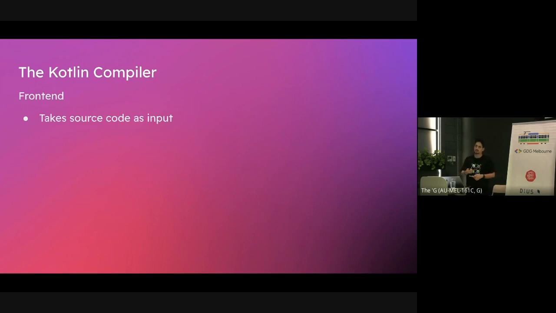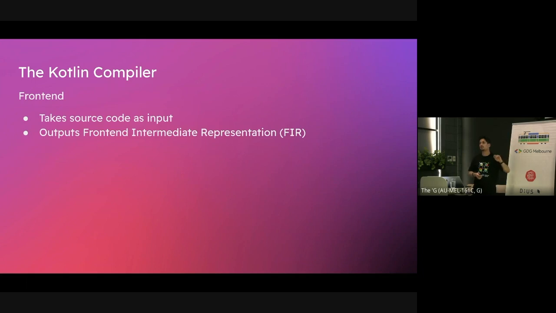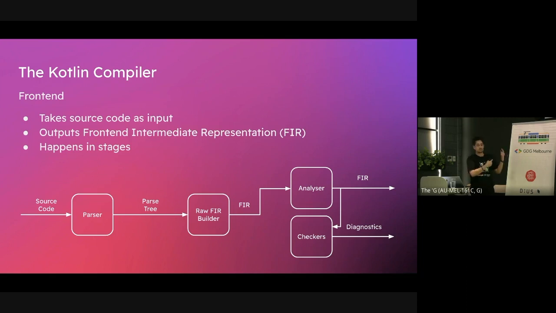Looking at front end, it takes the source code as input, as I've said in the last 3 slides. It outputs something called front end intermediate representation. Now, this is a brand new thing in Kotlin K2. So far, there has been something called PSI tree, or I'm forgetting the name. I'll come back to it. But yeah, this front end also has multiple steps in it. So source code goes into a parser, and the parser generates something called parse tree. It goes through a raw FIR builder, which generates FIR, goes through an analyzer, and then an optional checkers part happens, and then the FIR actually goes to the backend.